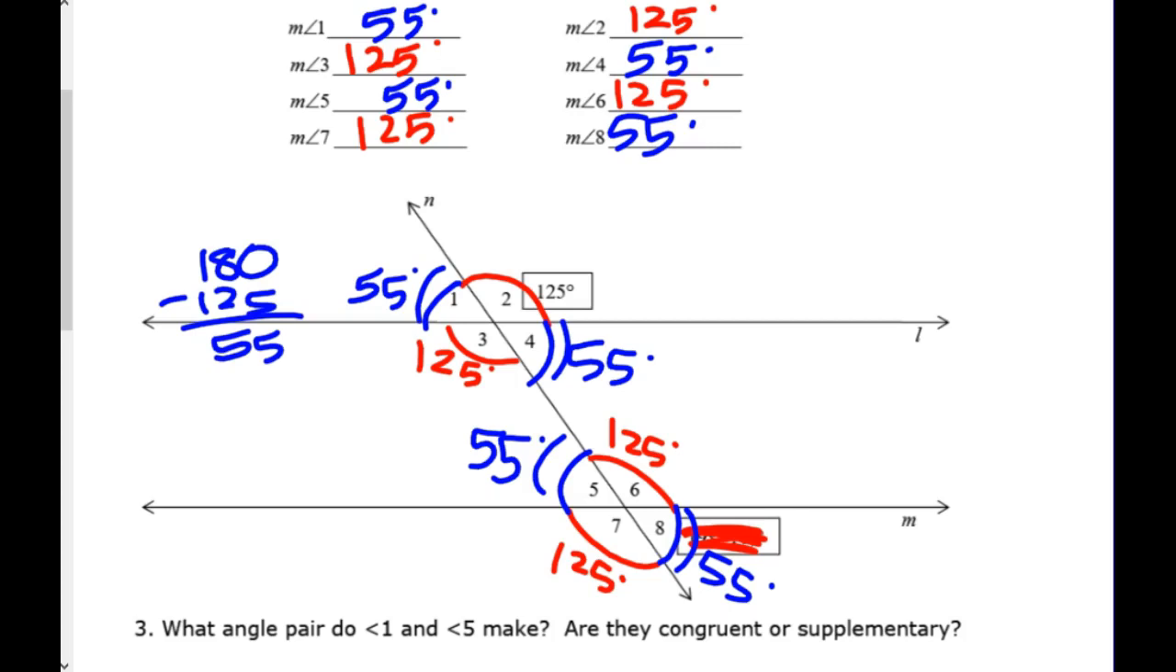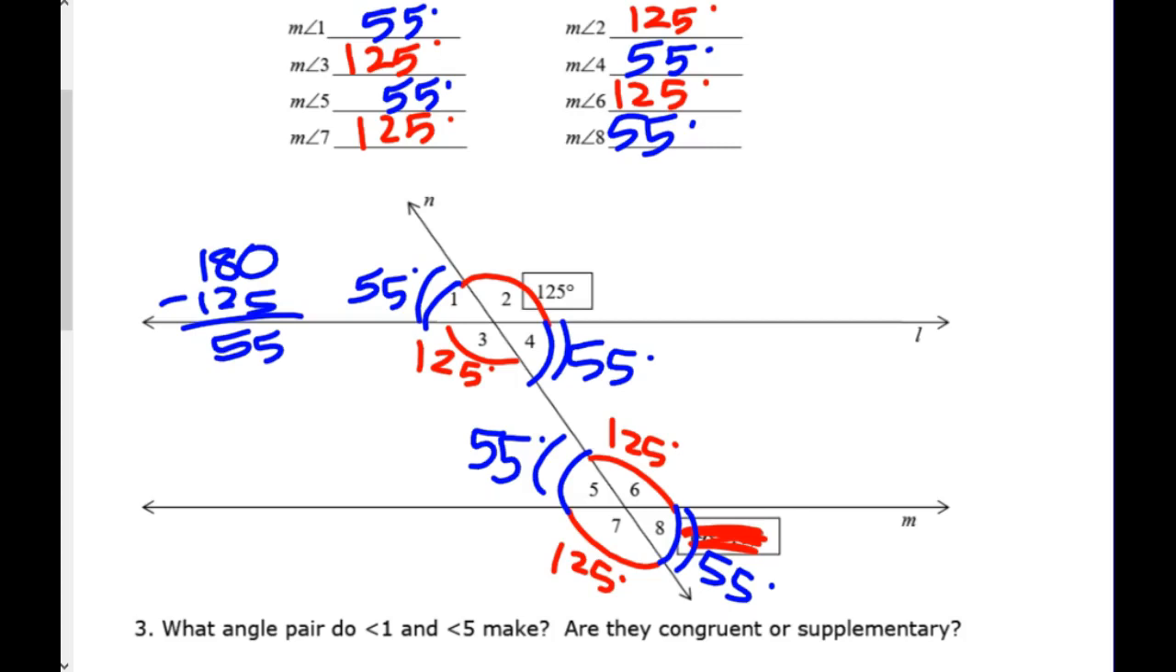Okay, number 3. The question is, what angle pair do 1 and 5 make? So since everybody needs to know this, let's pay attention. 1 and 5. Now, remember, we've gone over all the different relationships. So we want to think, are they interior or exterior, or maybe neither? So is 1 in or out? Exterior. Is 5 in or out? Interior. So 5's in between the parallels, right? So 1 is out, 5 is in.